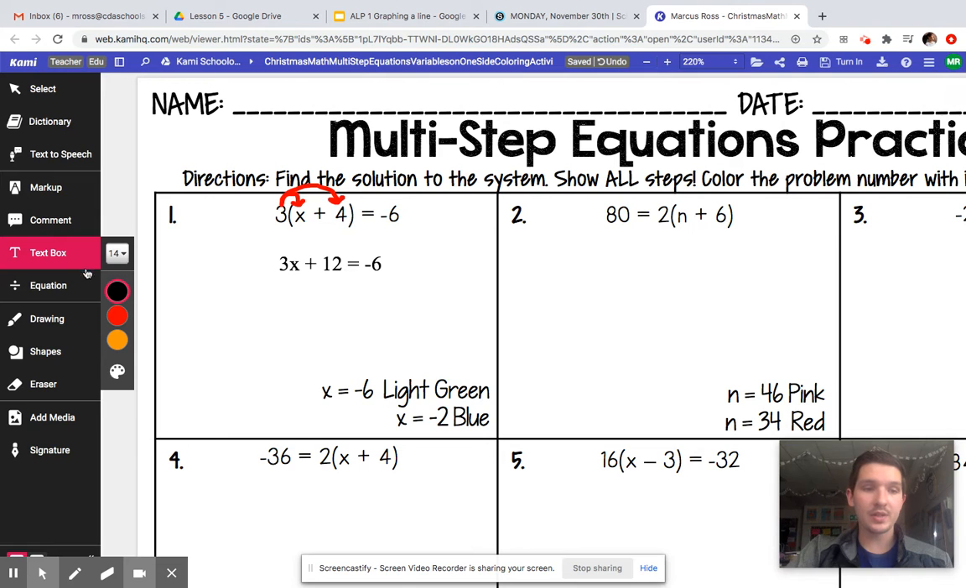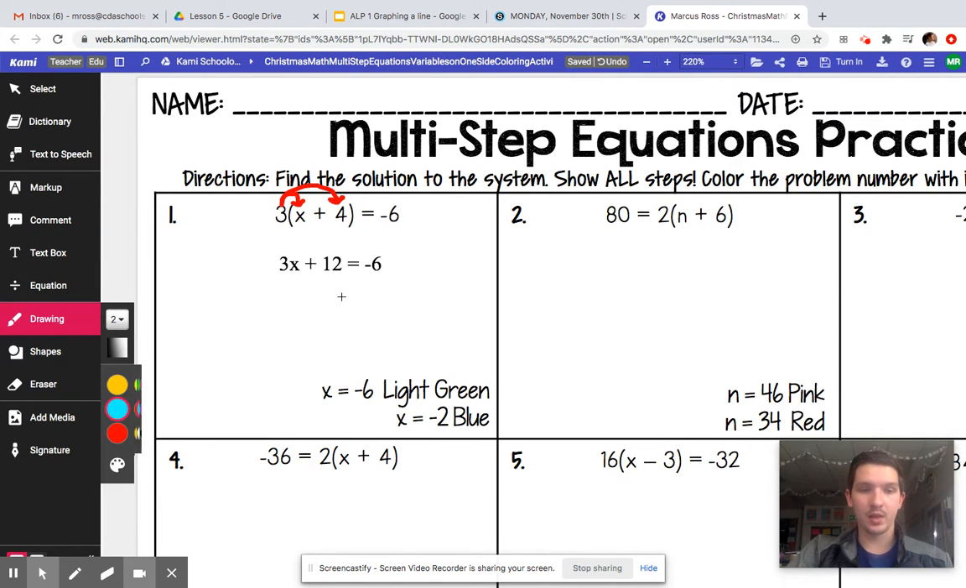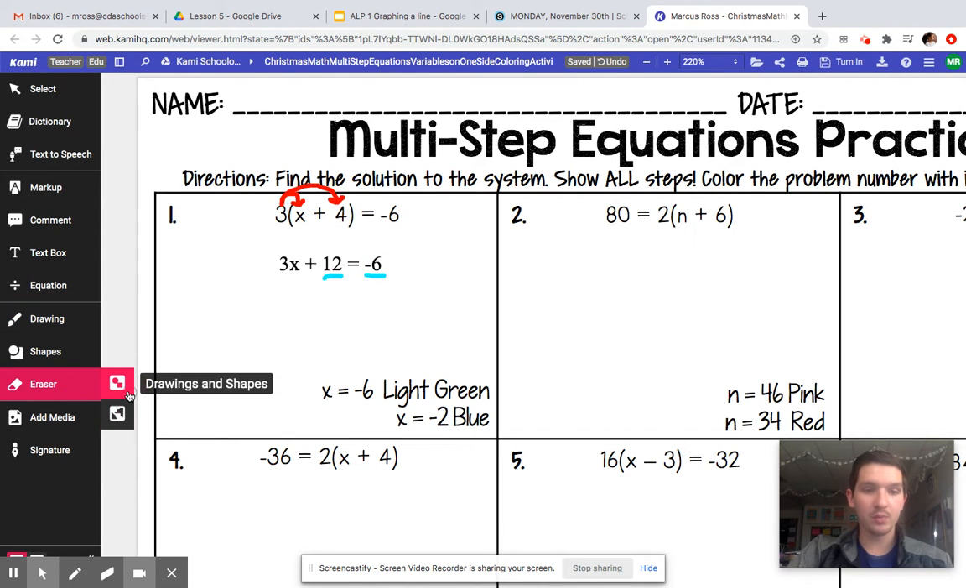Step 2 is you're going to ask yourself, can I combine any like terms? Do I have anything I can combine? Well, we can't do anything with our x's, right? Because we only have one x, 3x. But we do have a 12 and we do have a -6. And please remember that your numbers are like terms. So we need to combine 12 and -6.